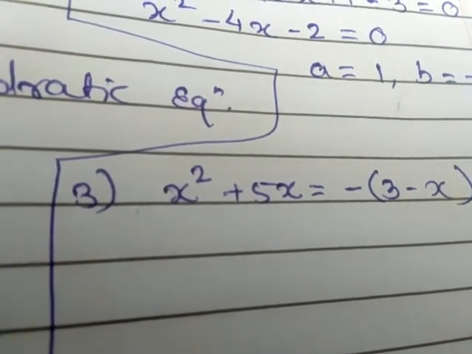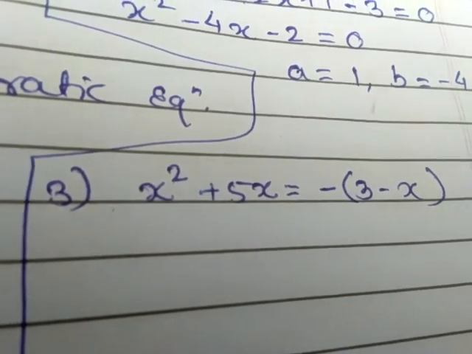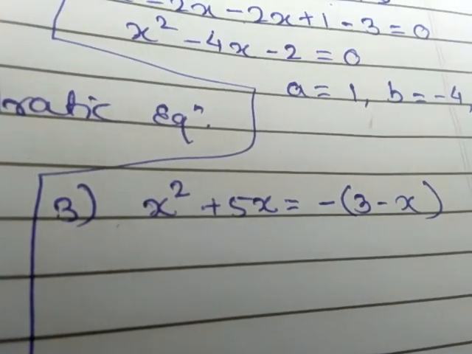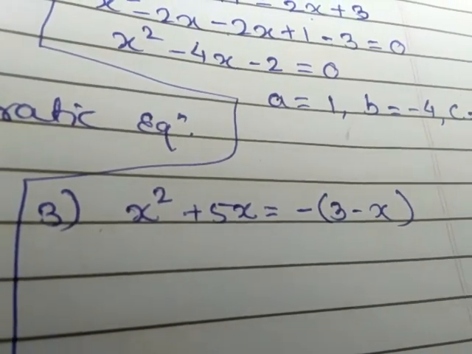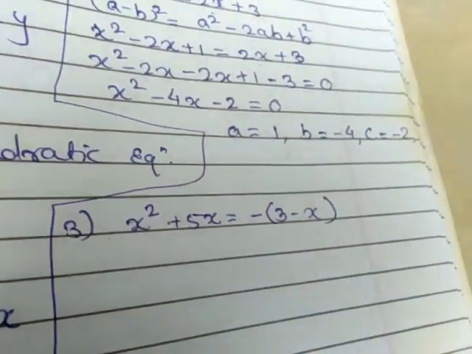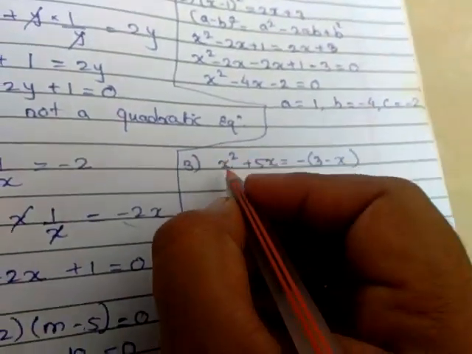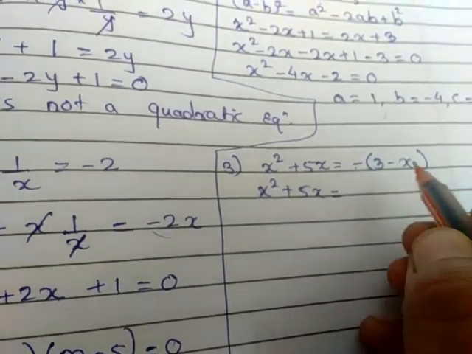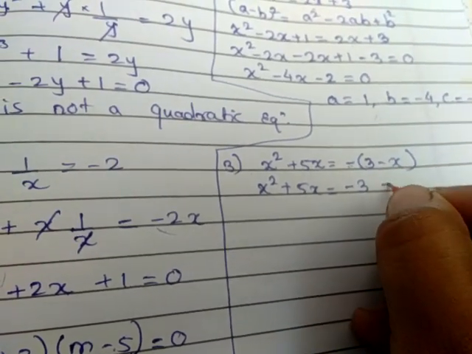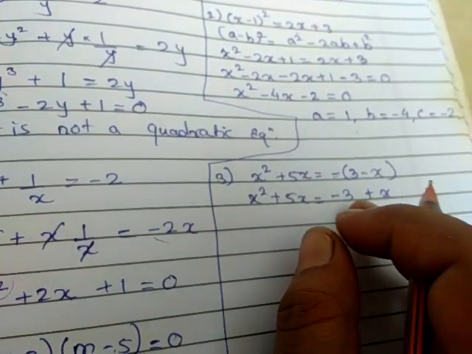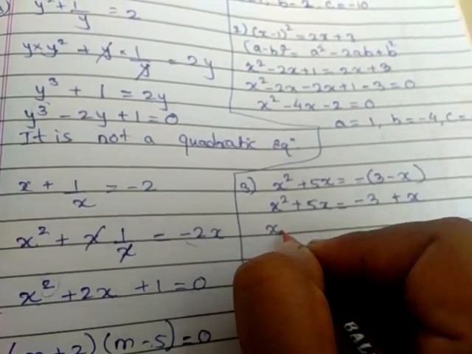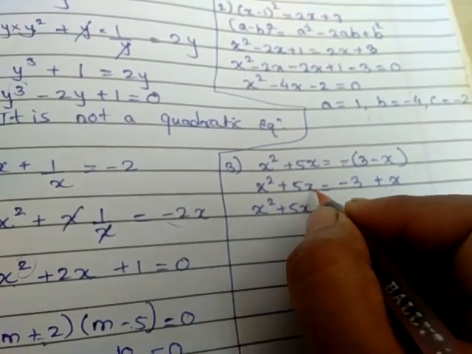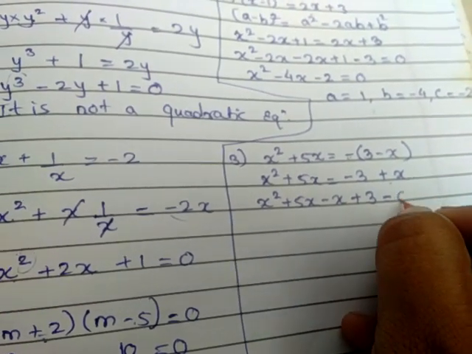plus 5x is equals to minus 3 minus x. 3 minus x is in the bracket, so we have to first multiply this bracket with minus sign, so it will change all the sign inside, and x square plus 5x, right, as it is. x square plus 5x is equals to minus into 3 becomes minus 3, minus minus plus x. Take this both term on left hand side, it becomes x square plus 5x minus x plus 3 is equals to 0.